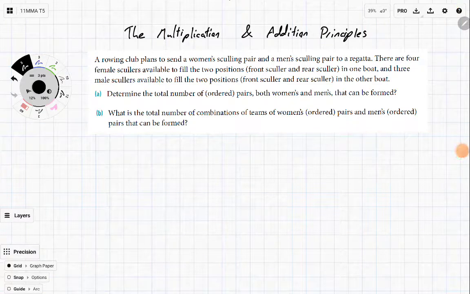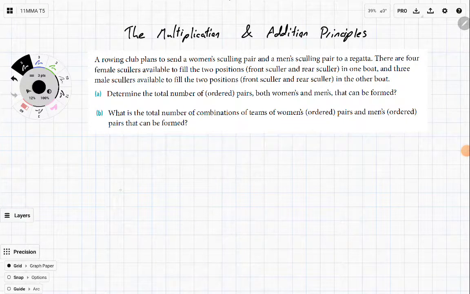So today we're going to be having a look at the multiplication and the addition principles and how they work with the box method. So a rowing club plans to send a women's sculling pair and a men's sculling pair to regatta. There are 4 female scullers available to fill the 2 positions, front and rear sculler, in one boat, and 3 male scullers available to fill 2 positions, front sculler and rear sculler, in the other boat.